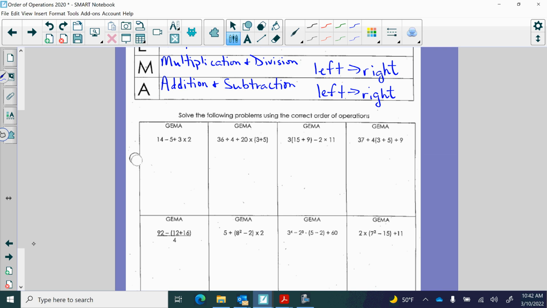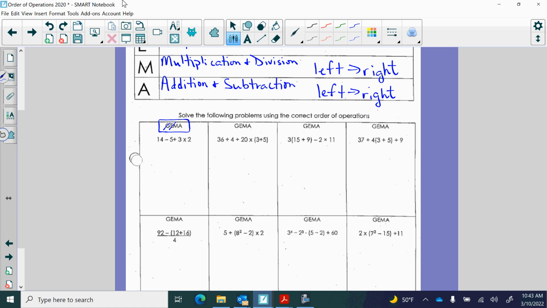One other thing I do recommend, write the GEMA right on top of your quiz, on top of the problem, to make sure that you're going through this step by step. So the first thing I'm going to do is look at my problem and look for any grouping symbols. Do I have any in my first problem? No, so I can cross that out. Do I have any exponents? Nope, so I can cross that out. Do I have any multiplication or division?